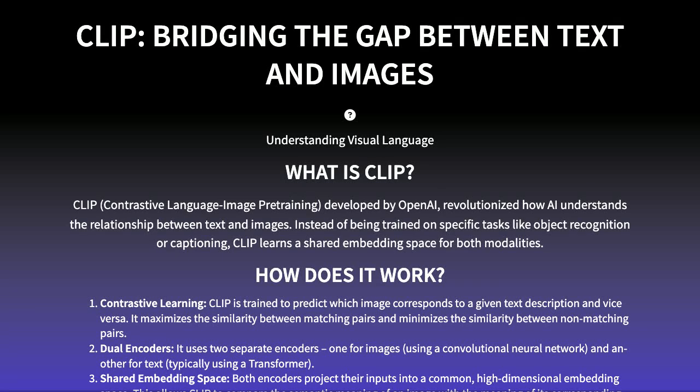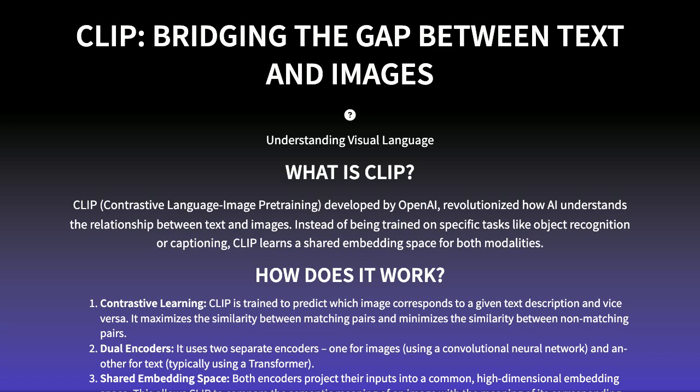Okay, let's talk about CLIP. It's a really clever AI model developed by OpenAI that tackles the challenge of understanding how text and images relate to each other. Basically, instead of teaching an AI to do something specific like identifying objects in pictures, CLIP learns the fundamental connection between them. It does this using contrastive learning. It figures out which image best matches a given text description, and vice versa.